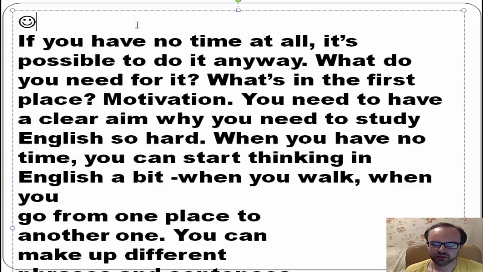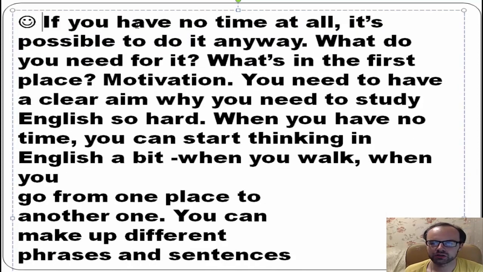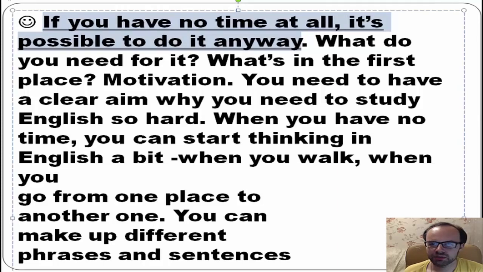So, okay, you have no time, or you have little free time, but it isn't a problem. So, what if you have no time at all? It's possible to do it anyway. So, what do you need for it? What's in the first place? What can help you do it?